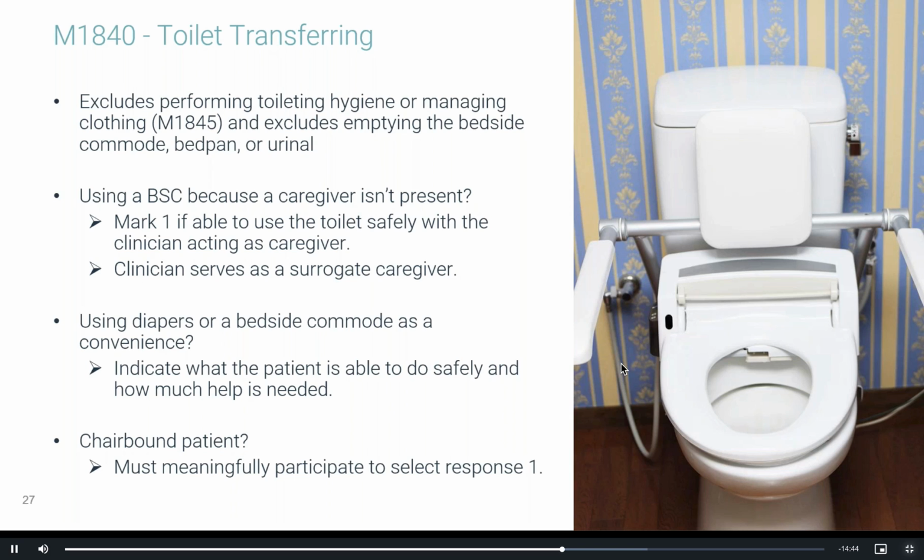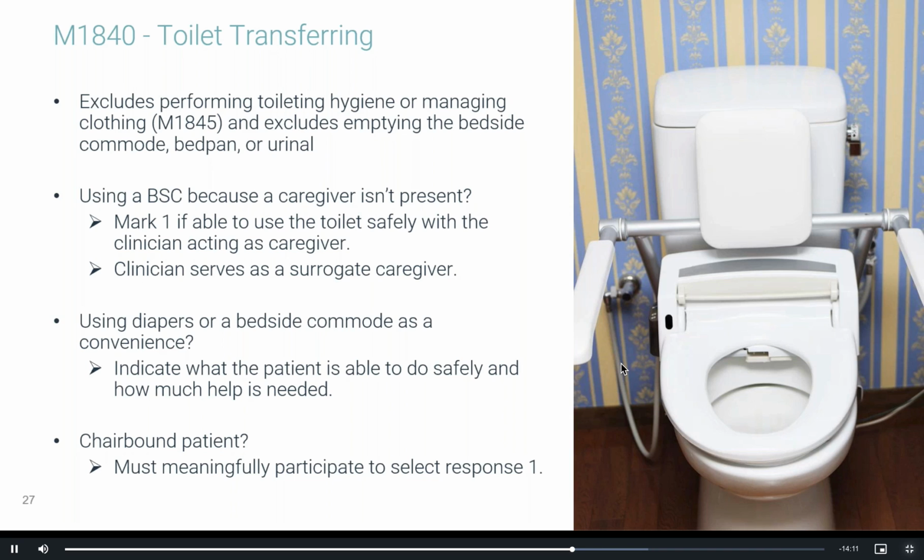Now, if they're using a bedside commode, we need to figure out, is it simply because they don't have a caregiver available to assist them to get to the bathroom, or is it because they truly need to use a bedside commode? So if it's more of a question of having a caregiver, well, then I need to step in and be that caregiver and see how much help do they need to get to and from and to transfer on and off. So I'm that surrogate caregiver, because I don't want to say they need a bedside commode if the only reason they truly need it is because someone isn't there to assist them.